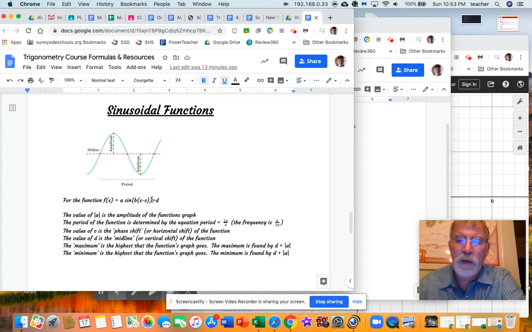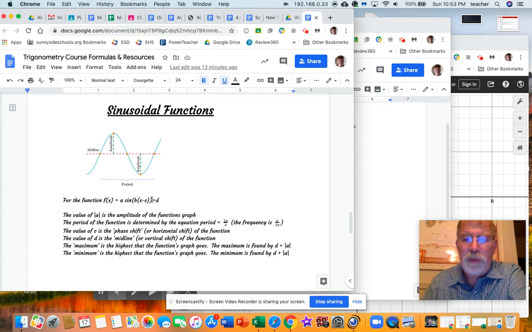Okay, hello guys. This is just to help you out with the 4-1 assignment. If you need some more help on it, this here is the formula and resources sheet that I'm displaying for you, and I've added some information. For a sinusoidal function, a sine or a cosine function, it says sine, but it'll work for cosine too. Whatever the coefficient is right there is your amplitude. That's that distance I showed you before.